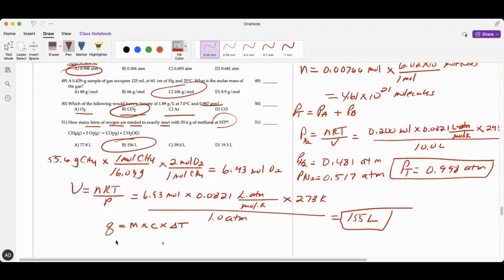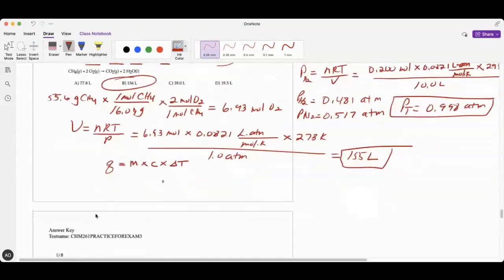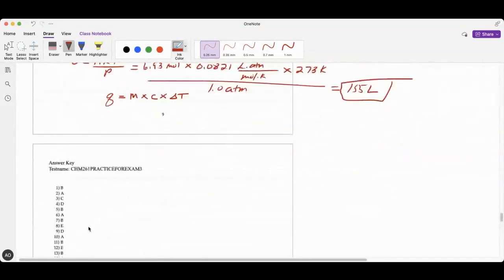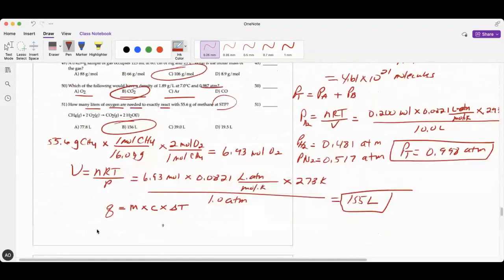Oh my goodness, I just went blank here. I'm sorry, I don't remember what it's called. I can't think of it.